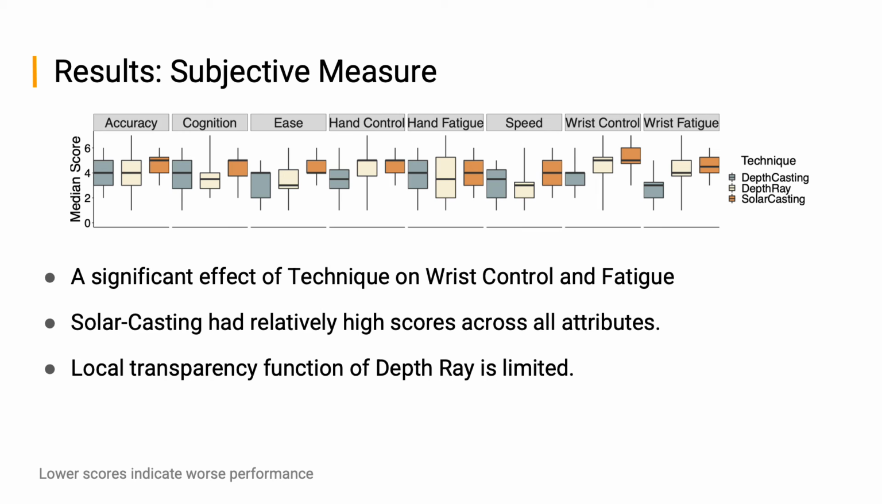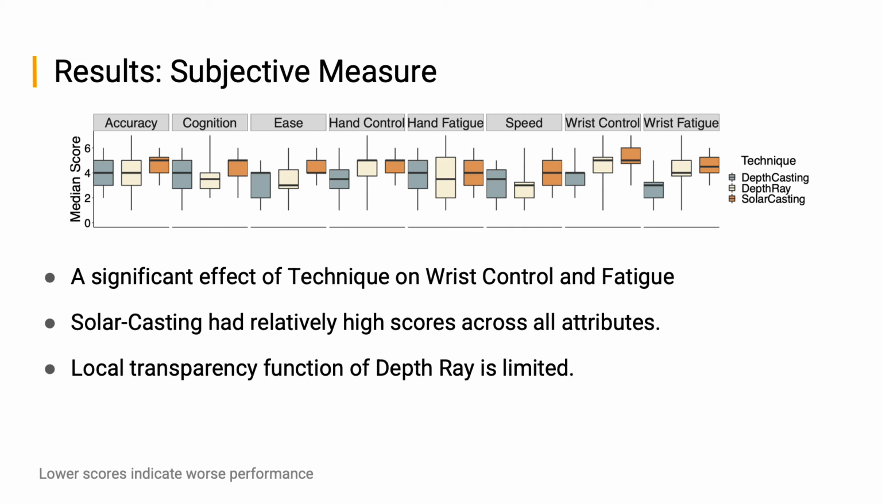Last, we look at the subjective measures. We found a significant effect of technique on wrist control and fatigue. Depth casting demanded significantly more wrist control and caused significantly more wrist fatigue than solar casting. We found solar casting had relatively high scores across all attributes.